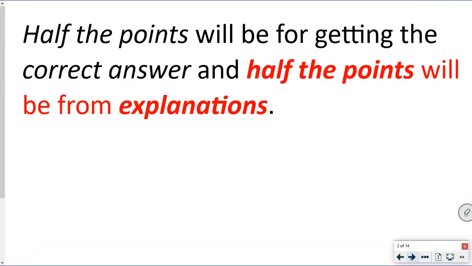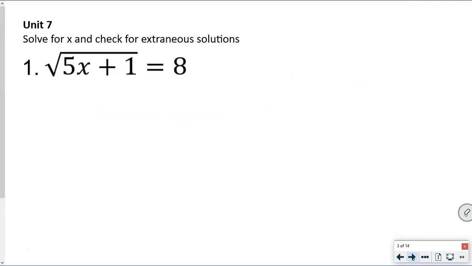Okay, so half your points on this performance exam are going to be from getting the correct answer and showing all the work, and half the points are going to be from the explanation. So you have to type out how you did the problems if you want all the points. Otherwise, you're going to end up with a 50 or below.